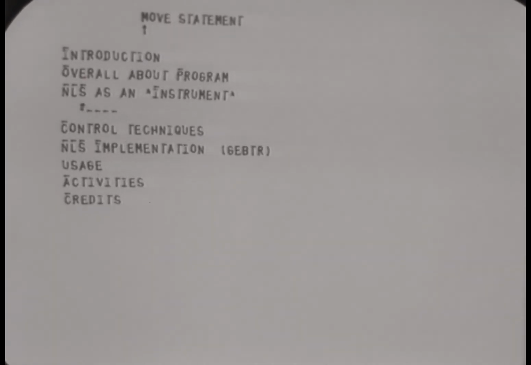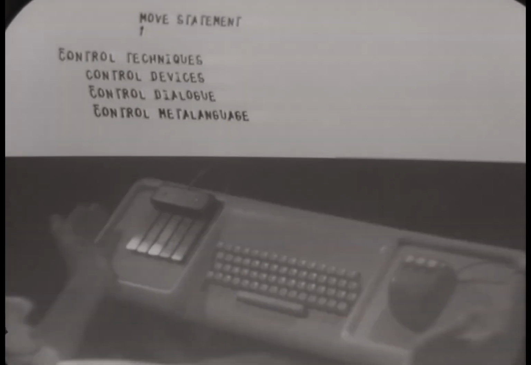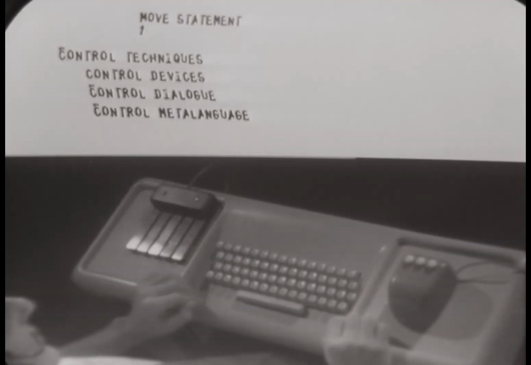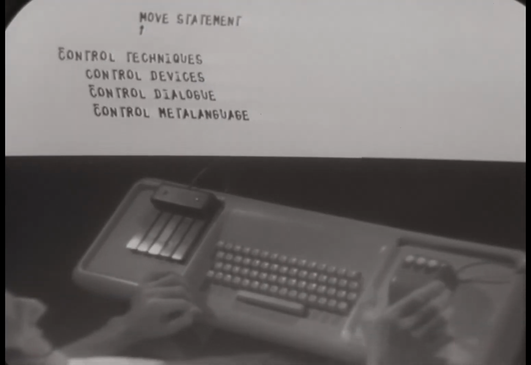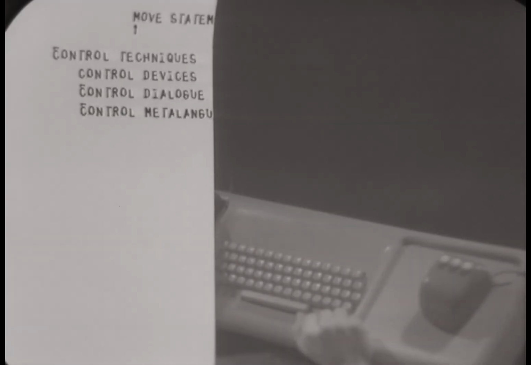So having gone through these items, I'd like to come in now and begin telling you something about the implementation. So I'm going to open up under here and talk to you about the control techniques, control devices, control dialogue, and control meta-language that we're using. Okay, to talk about control devices, we'll use this overhead camera shot where you can see the devices that I'm using. I use three, and they're not all standard. We have a pointing device called our mouse, a standard keyboard, and a special key set we have here.